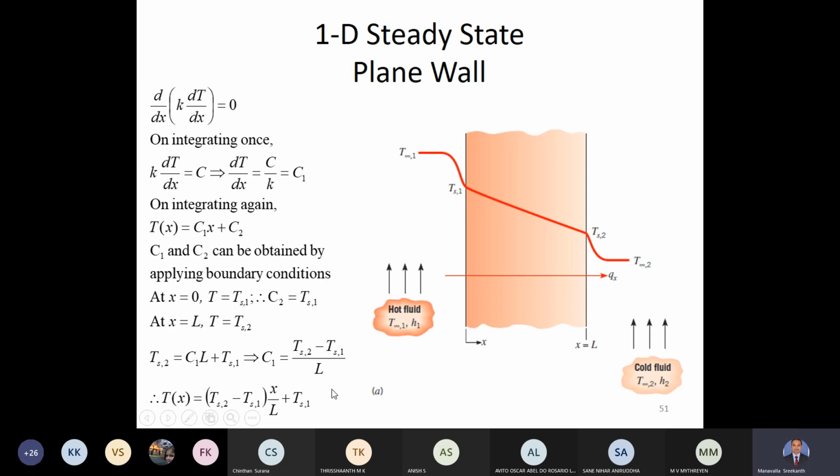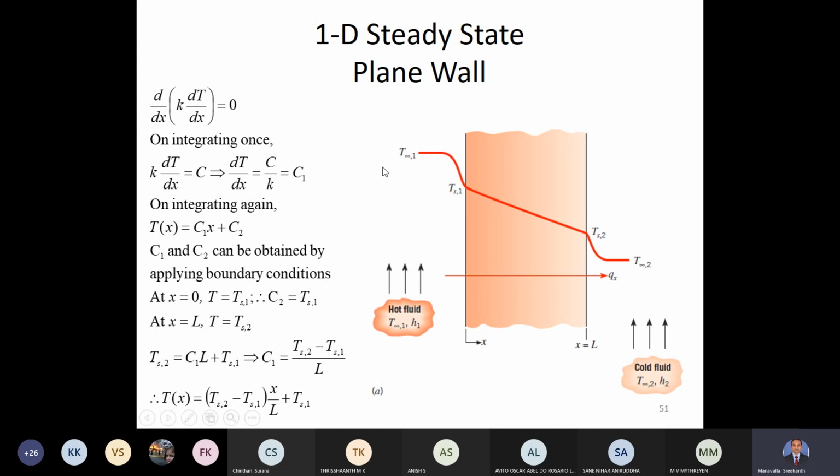Another interesting thing that you can see here is that this temperature distribution does not have the value of k anywhere in its equation. That means the temperature distribution is only a function of the end temperatures and also the distance and the thickness of the slab, not a function of the thermal conductivity. That means the material properties do not feature in the temperature distribution. That's an important thing you need to remember.